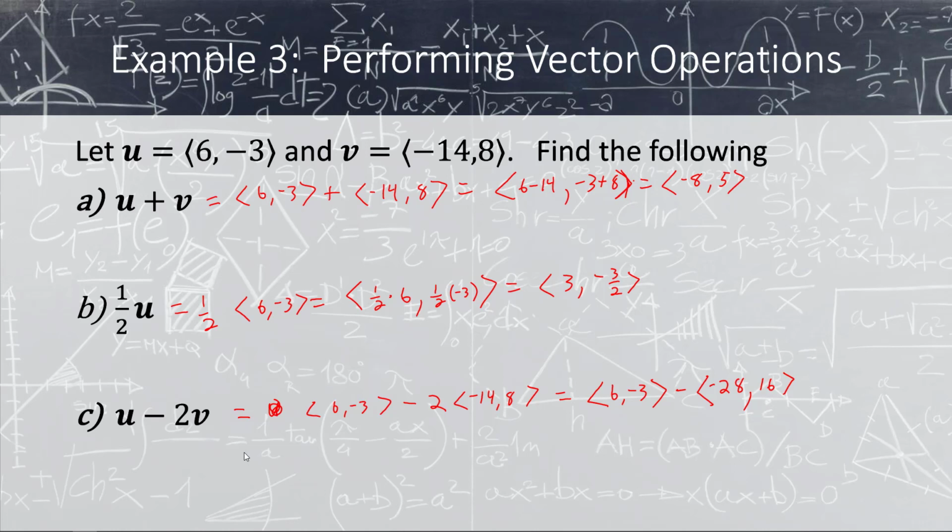Okay, then that will give us, for the horizontal component, 6 minus -28. And then for the vertical component, we will have -3 minus 16. And then for the horizontal component, 6 minus -28, that's 6 plus 28, or 34. And then for the vertical component, that will be -19.